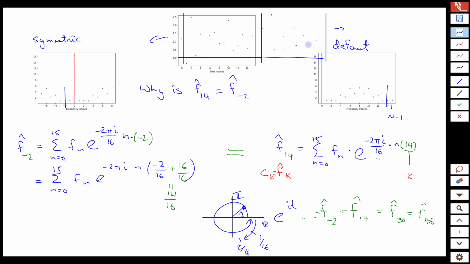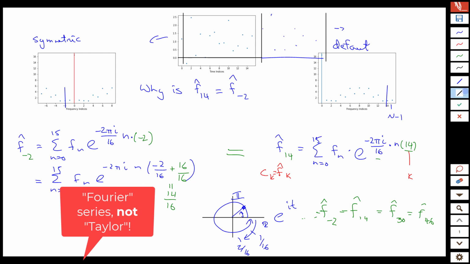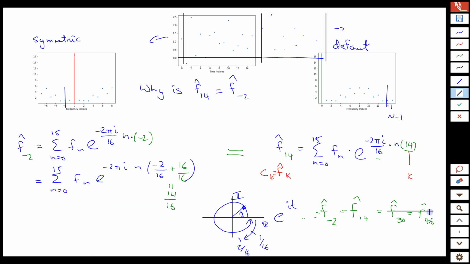By using sines and cosines, which repeat every 16 cycles here, every 16 indices, it shouldn't be totally surprising that when we transform it, we also get 16 periodic coefficients for our Taylor series. Now, in practice, do we care about any of these guys? No, we don't, but it's enough to show that the -2 and the 14 are the same.